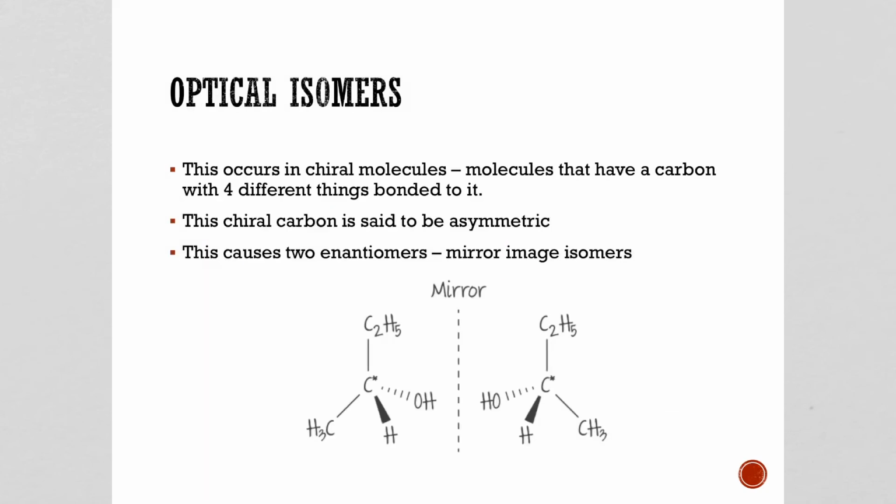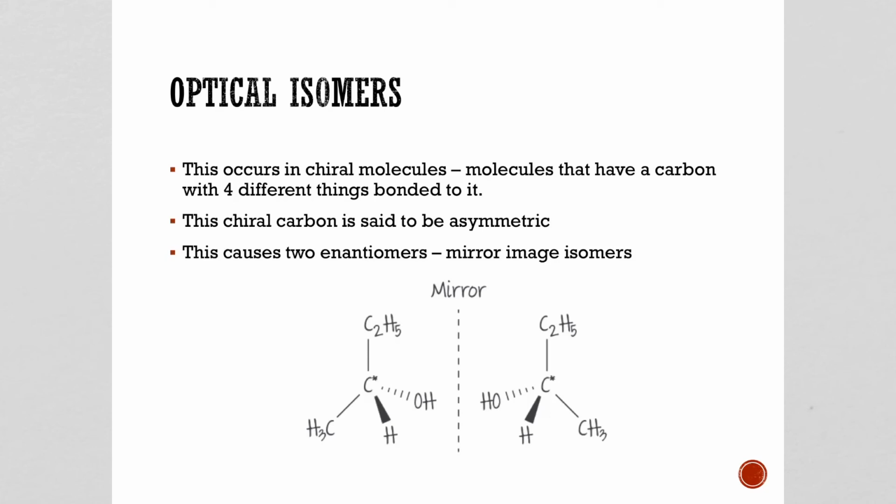Our next type of isomer are optical isomers. This happens in chiral molecules, and chiral molecules are molecules that have a chiral carbon. A chiral carbon has 4 different things bonded to it. The chiral carbon is then said to be asymmetric because it doesn't have symmetry on any of the bonding groups. And chiral carbons cause 2 enantiomers, which are mirror image isomers.